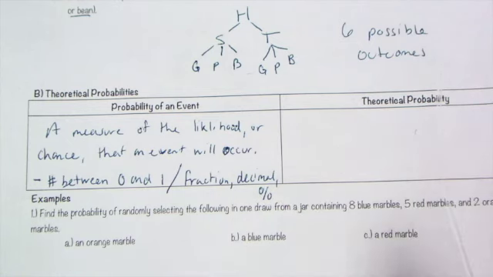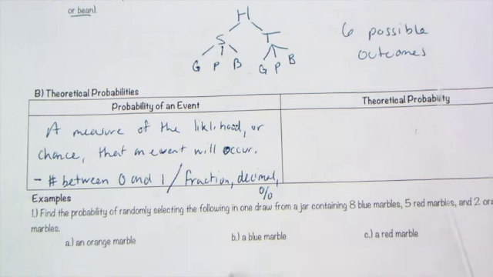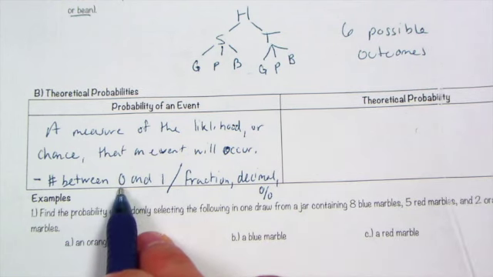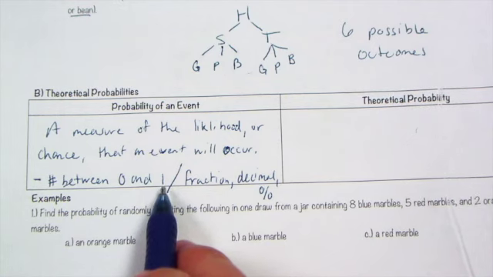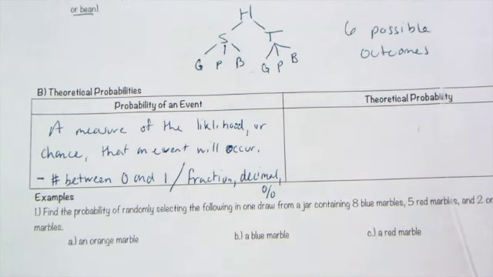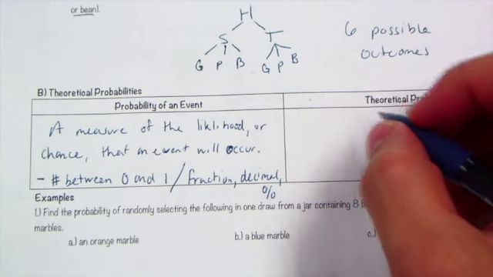So 0 would be like there is no possible way that something can happen, and 1 would be the probability of it happening: it is going to happen. It absolutely will happen. There's a 100% chance of it happening. So that's what 0 and 1 mean.